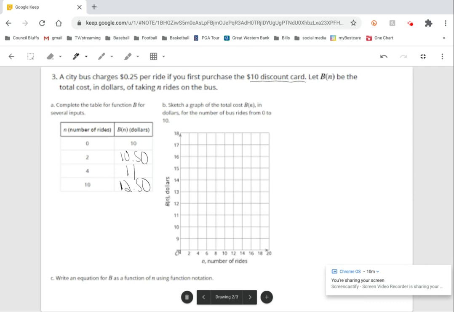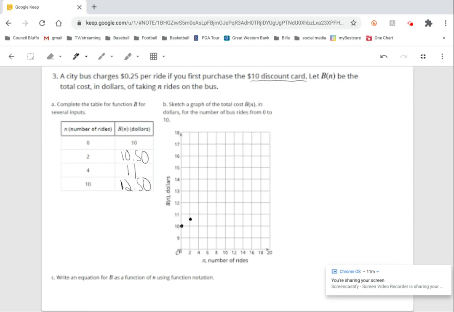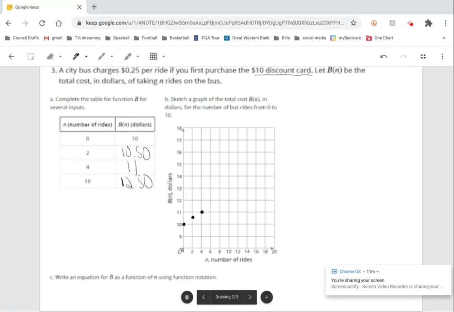What Part B is asking us to do is essentially graph these points. So I'm going to quickly do that on here. At 0 rides, I've paid a total of $10. At 2 rides, I've paid a total of $10.50. I'm going to go in between there. 4 rides, I've paid $11. And at 10 rides, I've paid $12.50.